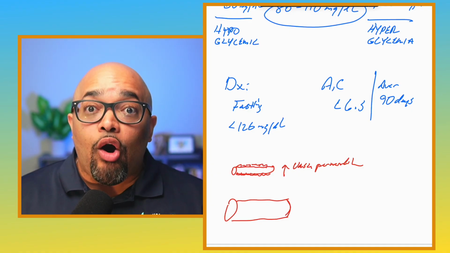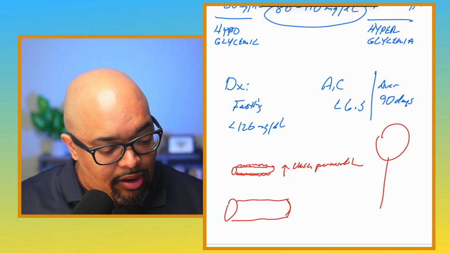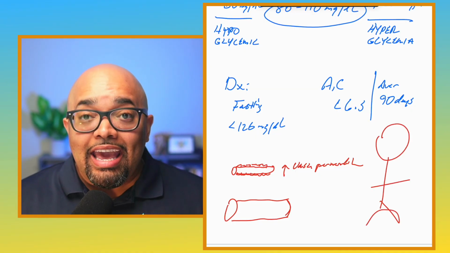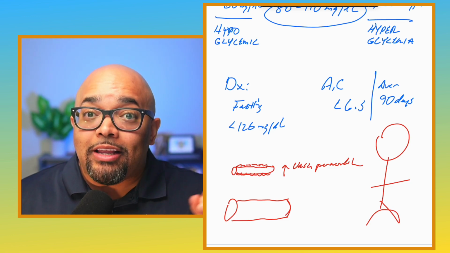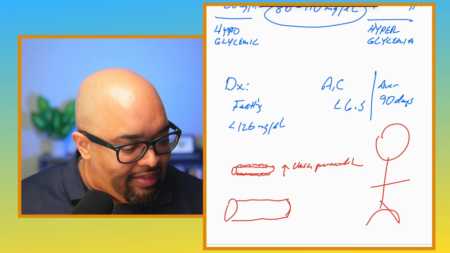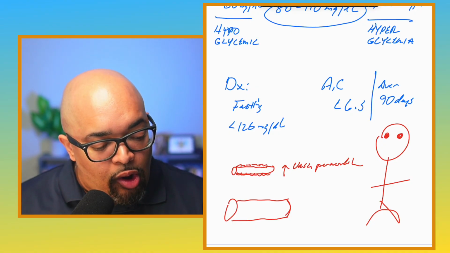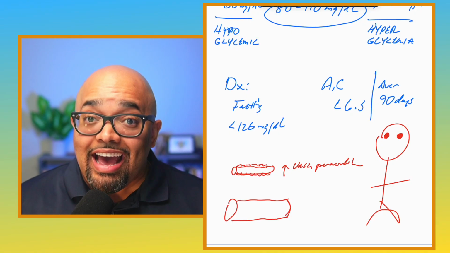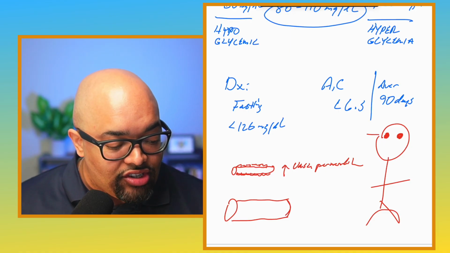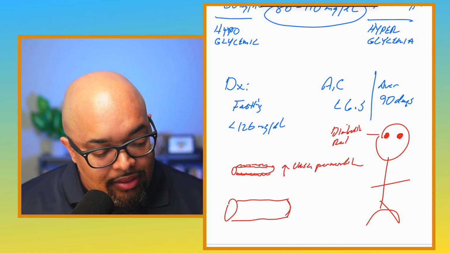Now, when all those tiny capillaries start to get damaged, let's say here's our person, and they've got these little tiny capillaries all over their body. Well, what about, for instance, in their eyes? If we damage the small blood vessels that supply blood to the eyes, now they can have conditions like diabetic retinopathy. Okay.